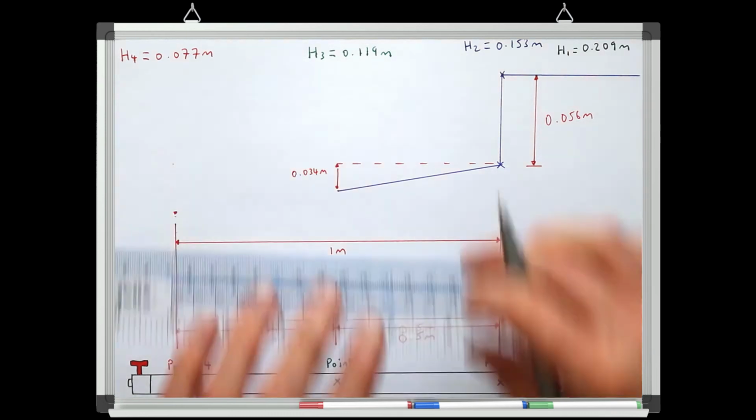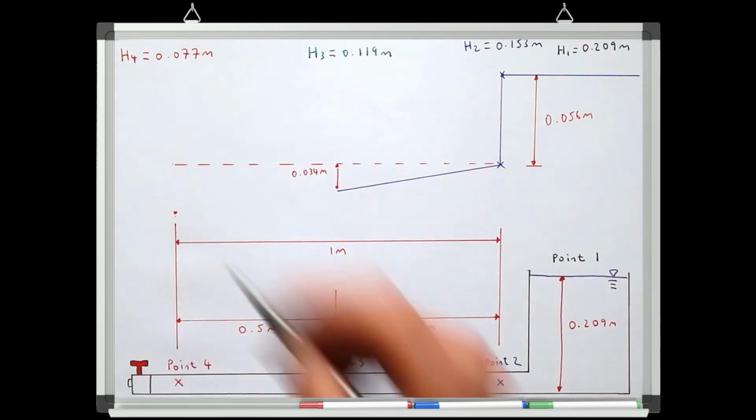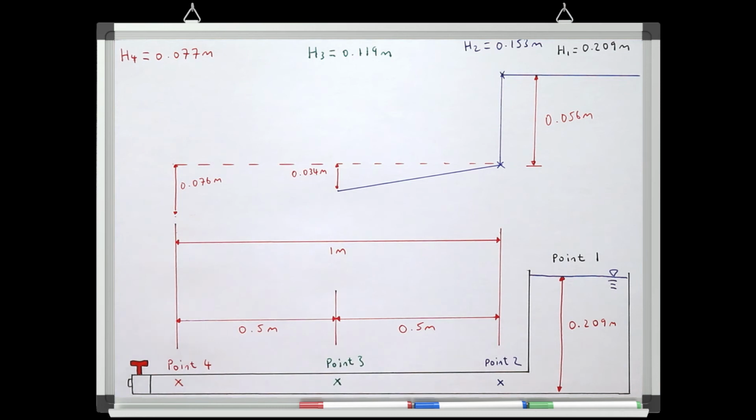So what we can see is that as we've travelled further down this pipe, we've lost even more energy due to friction and turbulence. Over the meter that the water has had to flow down the pipe, we've lost in total 0.076 meters of energy due to continuous losses in the pipe.